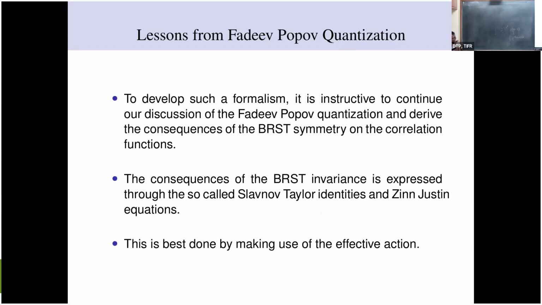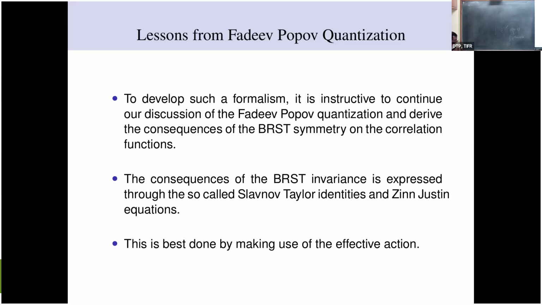So let's continue our discussion of this Faddeev-Popov quantization and derive the consequence of this BRST symmetry on the correlation functions. So let's see how useful this BRST symmetry is. This consequence of BRST invariance is expressed by Ward identities, which for Yang-Mills theories are called the Slavnov-Taylor identity, and the Zinn-Justin equation when applied to this particular BRST invariance.